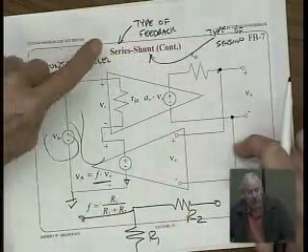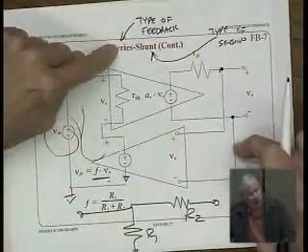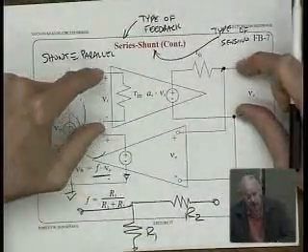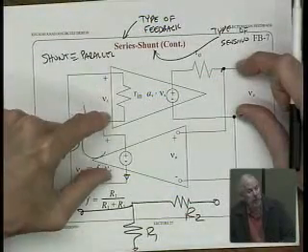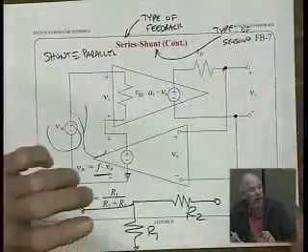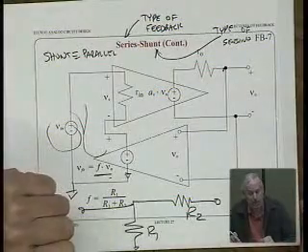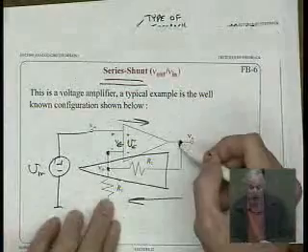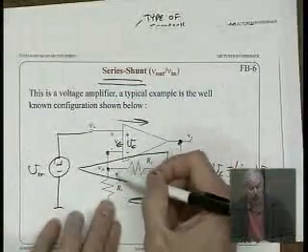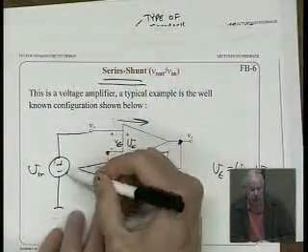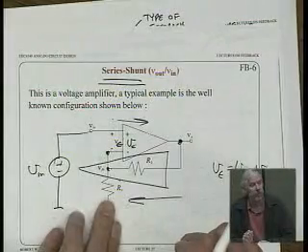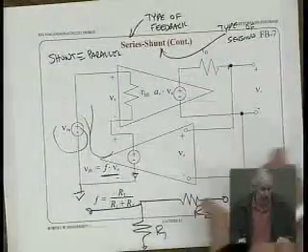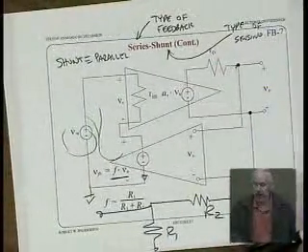Series shunt feedback is voltage feedback with voltage sensing. We're sensing a voltage, and we are feeding back a voltage. So this is a voltage feedback type. Okay? All right. Look here. We sense a voltage. It goes into our feedback network, and we're feeding back a voltage, which is in series with our input. Series shunt feedback. Okay, so now let's go through the rest of the calculations on this thing.